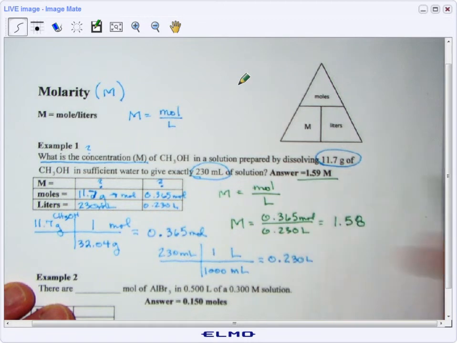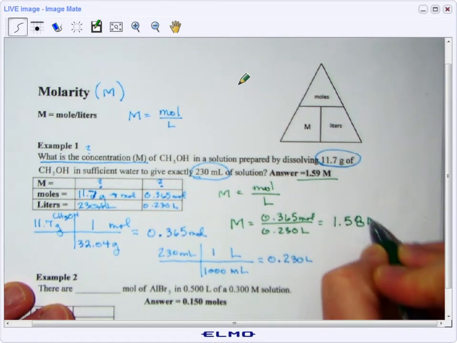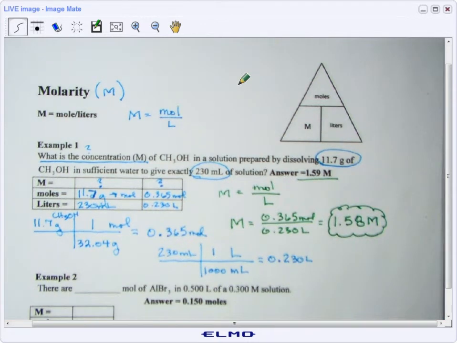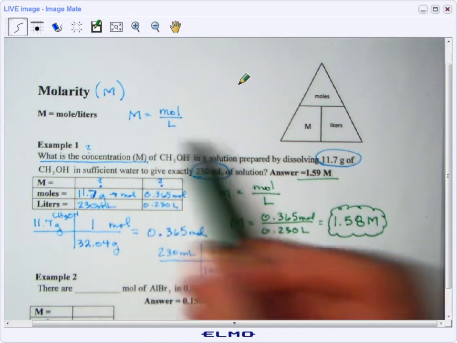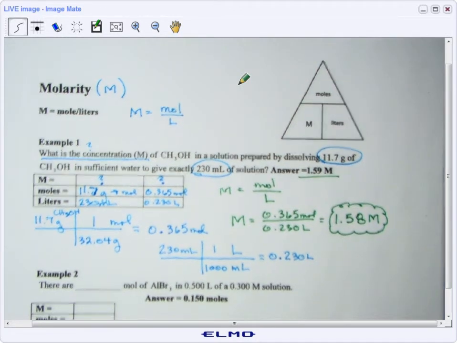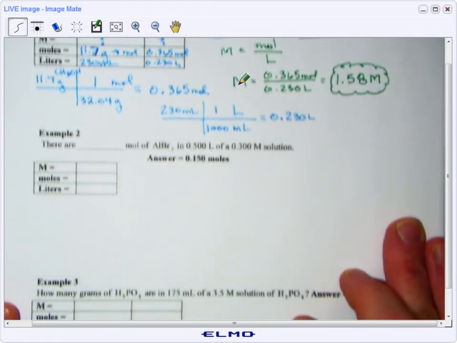Somewhere I had 1.59. I might have just carried another significant figure. Somewhere close to that is fine. So again, it's a process, but it's a process of just digging out what we have and changing it into what we need and putting it into a formula. You don't have to memorize this formula. This formula is given to you on our blue star chart. Almost all of chemistry, we haven't had to memorize too many things. Questions on that one? Okay, let's go to the second one.